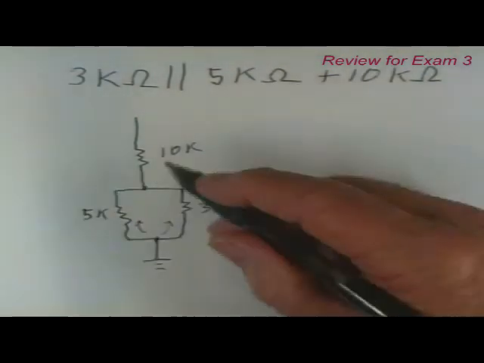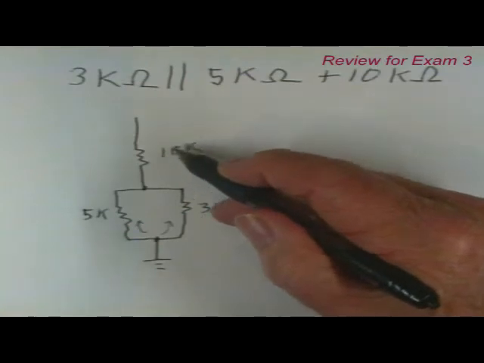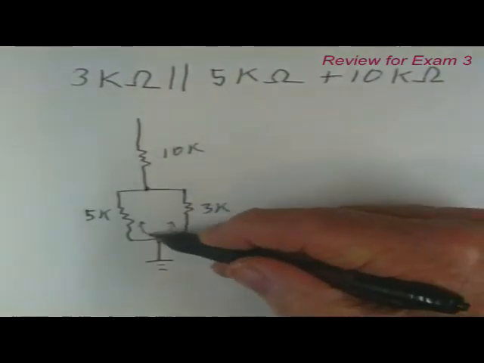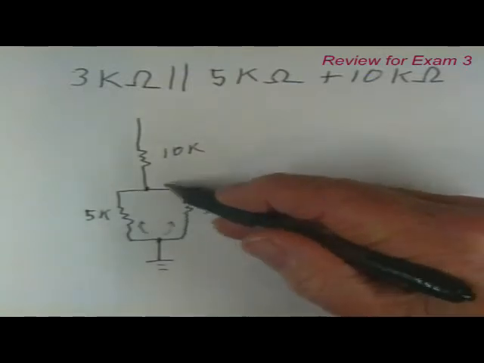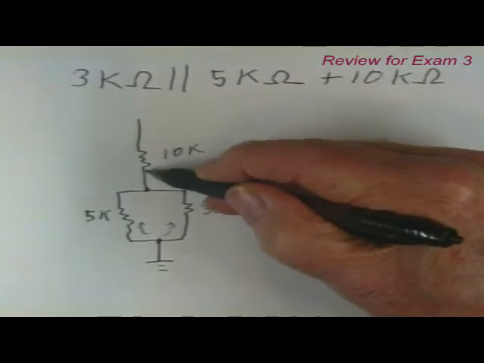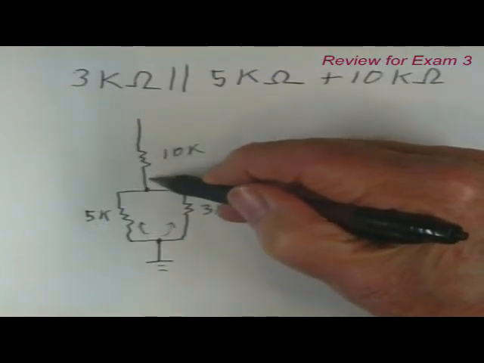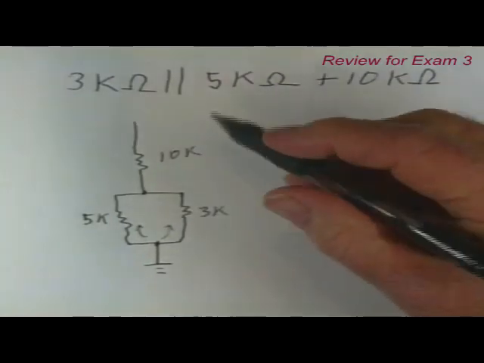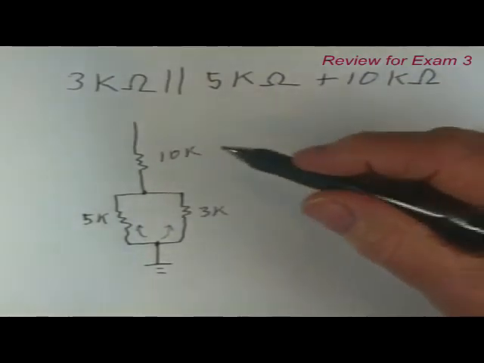Now, the current through the series resistor here is going to be the total of these two currents going through the parallel circuit. They combine here, and then this series circuit will have the sum of those two components of current. Now, something else I want you to remember.